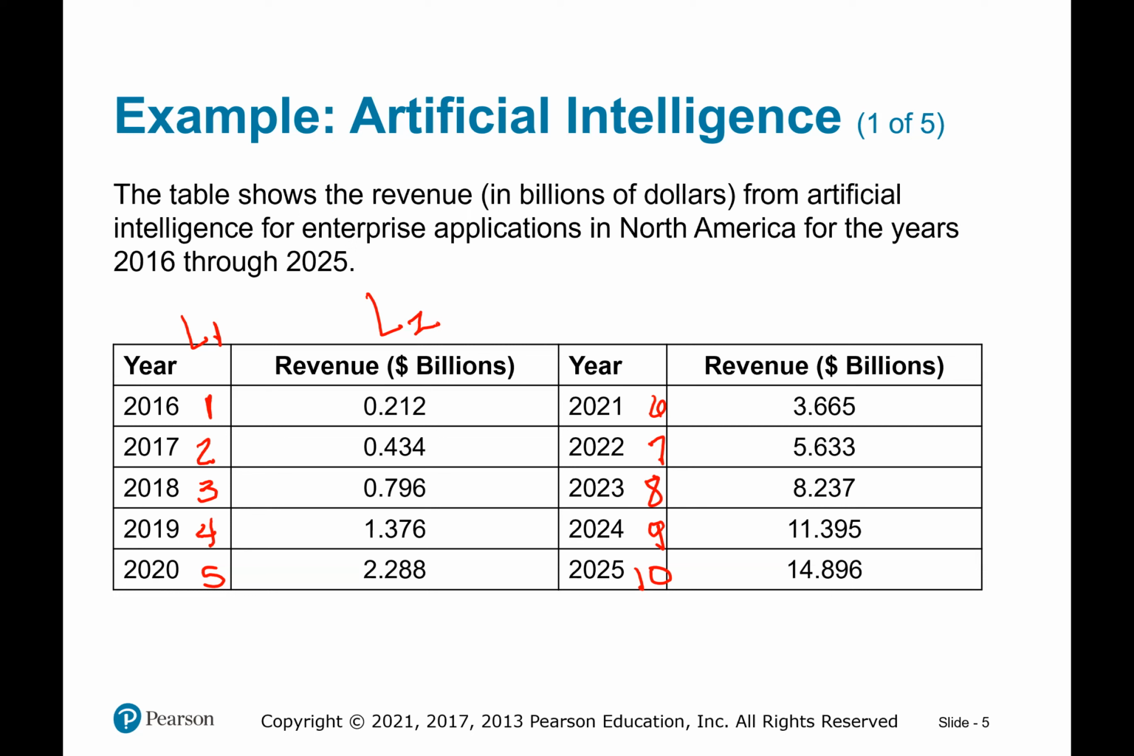Okay, that looks good. It looks like I had it incorrect. So I went to stat, edit. I put my years in my first list and the revenue in billions of dollars in the second list. So now I'm going to draw a scatter plot of this.